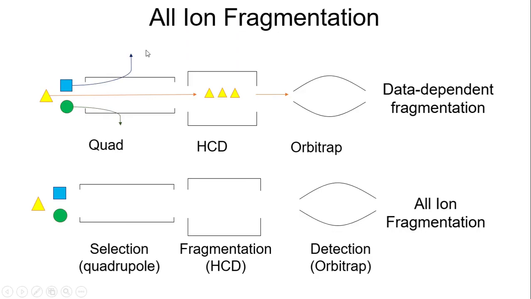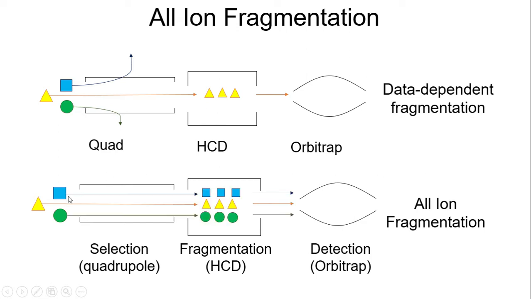In all-ion fragmentation, versus data-dependent fragmentation where you select one ion, fragment it, and measure those fragments, you send all the ions to the collision cell, fragment all the ions simultaneously, and then detect those fragment ions. In this case, we lose the relationship between the fragment ion and the precursor ion because we're no longer selecting individual ions for fragmentation. So we don't know whether this ion came from this precursor or from that precursor.